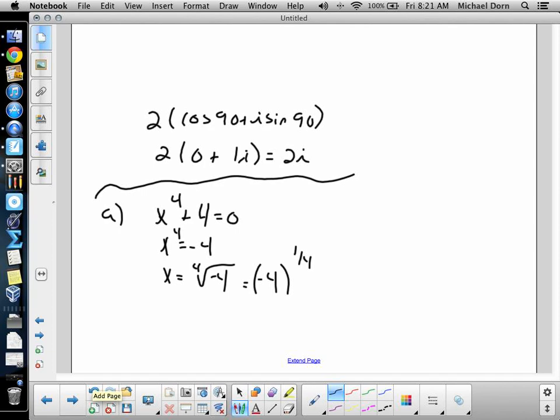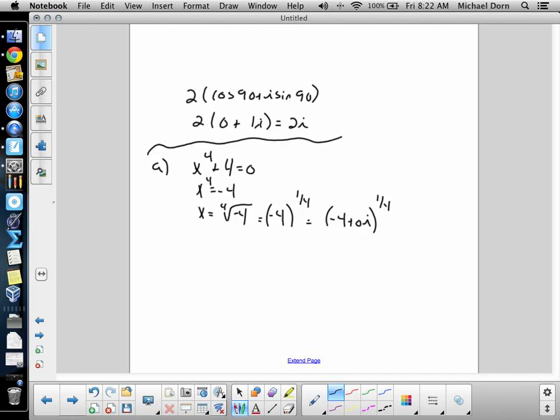Or, if you prefer, negative 4 plus 0i to the 1/4 power. So there are going to be 4 roots of that. So for that first part, there are 4 roots because it's to the 4th power. Then these are my roots. Now I have to actually find those roots, so we're going to put that into polar form.